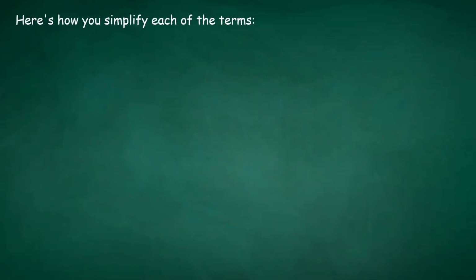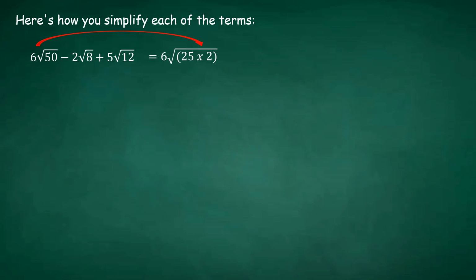Here's how you simplify each of the terms. 6 square root of 50 minus 2 square root of 8 plus 5 square root of 12. You have to factor 50 into 25 times 2. So the 6 square root of 50 becomes 6 square root of 25 times 2.